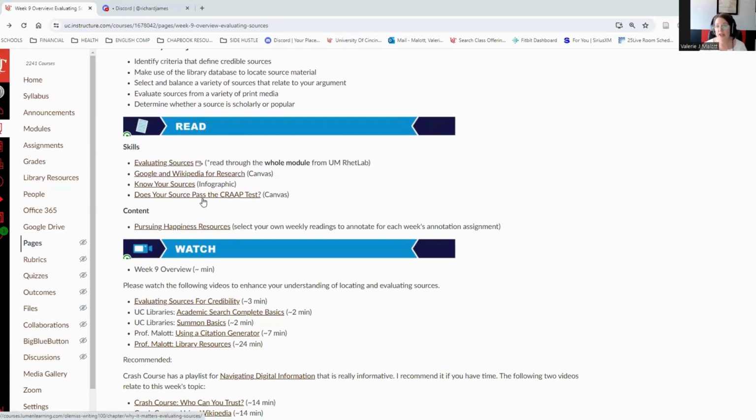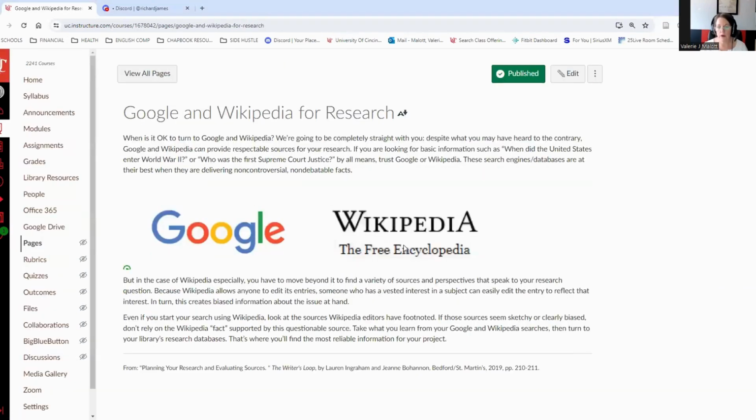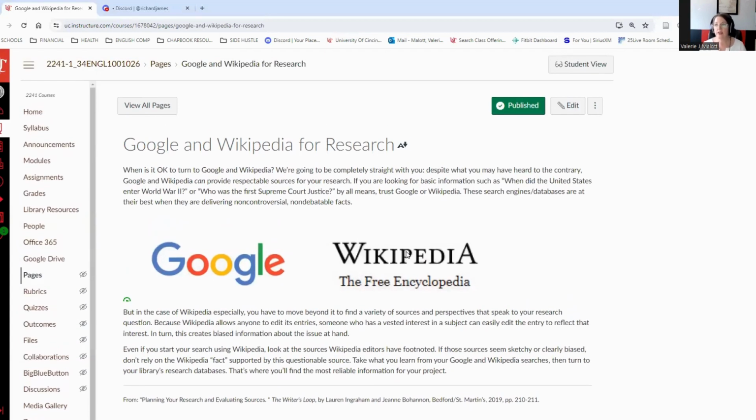Again, there is a page in that module that is also similar to this. And then I have a page here for Google and Wikipedia for research. And this is taken from a textbook that I used to use in this class. I no longer use it, even though it's a really fantastic textbook. I'm just trying to move away from very expensive texts because, heck, when you're taking 5 or 6 classes, textbooks can really add up.